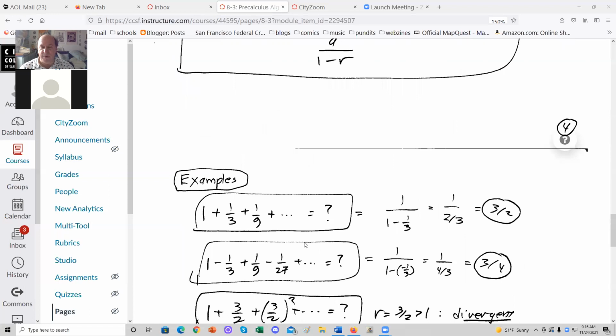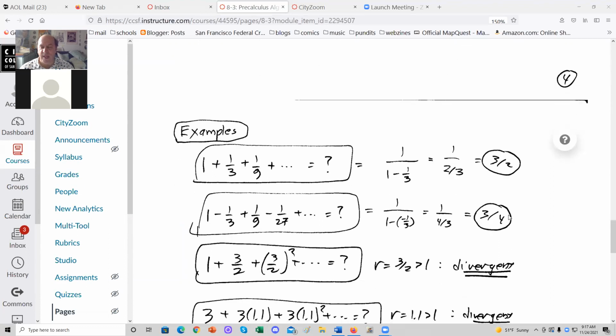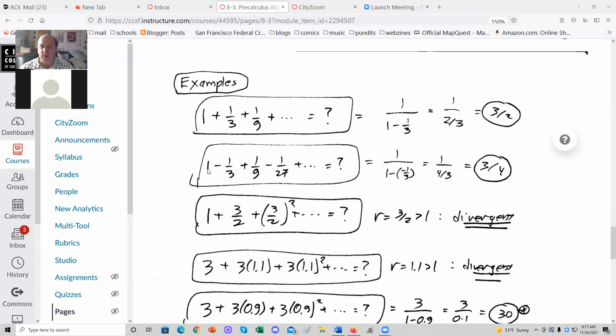So, for example, 1 plus a third plus a ninth plus etc. Well, the initial term is 1, so put that here, 1 over. The common ratio is 1/3, so 1 over 1 minus a third, which is 1 over 2/3, is 3/2. Here, it's 1 minus a third plus a ninth minus 1/27, and so on. Here, the initial term is 1. The common ratio is negative 1/3, so it's 1 over 1 minus negative a third. That's 1 over 4/3, which is 3/4.